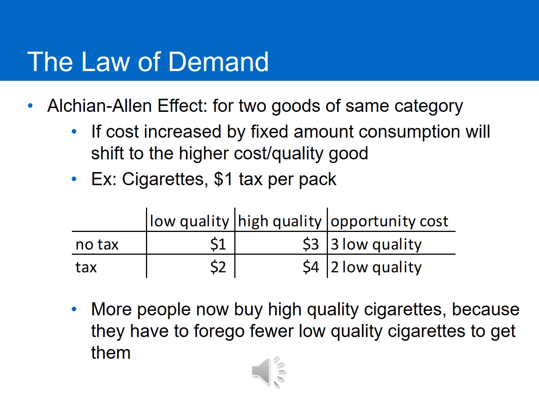Now moving on to the second law of demand. This is called the Allen effect, named after the two economists that discovered this. This isn't the most important thing to learn in a basic economics course, but I feel as if this really highlights the importance of opportunity cost. So the Allen effect is for two goods in the same category. So imagine we increased the cost of both goods by a fixed amount. Consumption is going to shift to the higher cost good. I know that sounds a little bit counterintuitive.